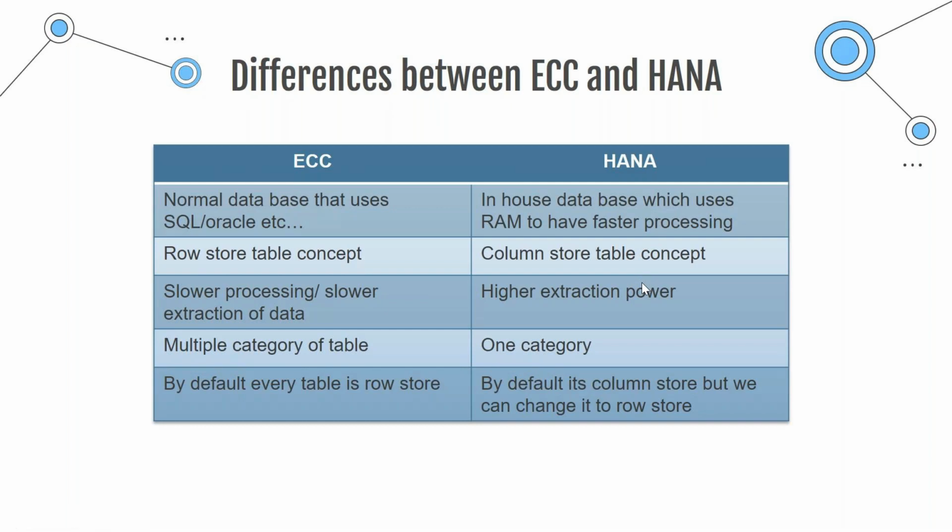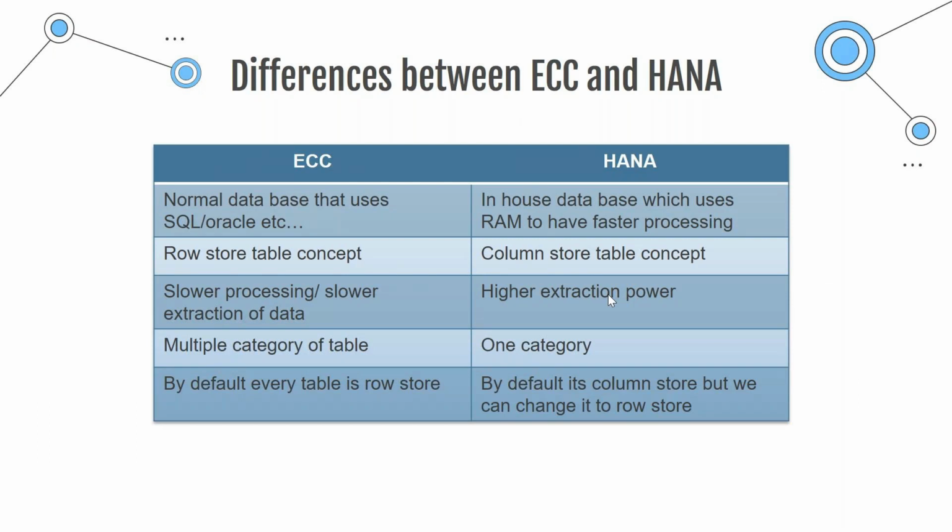Then in ECC system we have slower processing or slower extraction of data. The reason for slower extraction of data is because it uses row store table concept. It will try to get the data in horizontal manner. That is the reason it takes more time to extract your data. But your HANA database or S4 system uses column store, so it can have higher extraction power. Higher extraction power means it can extract more number of data from the database. It can extract large number of data in less time compared to your ECC system, compared to your third party databases.